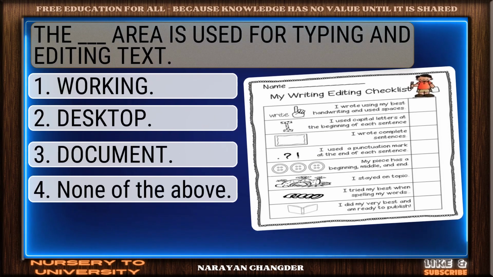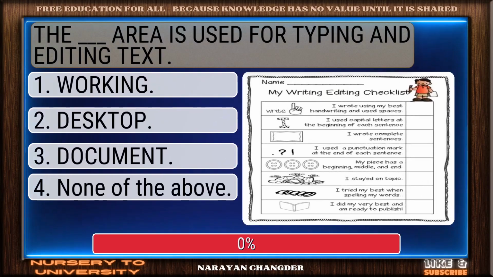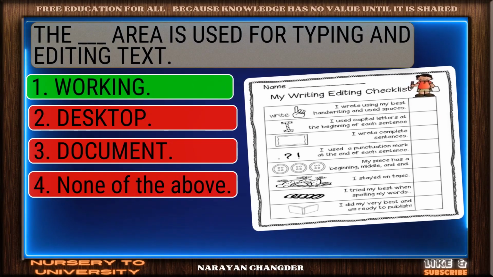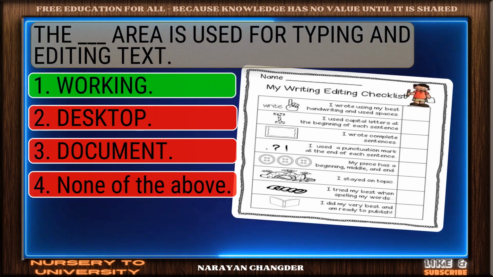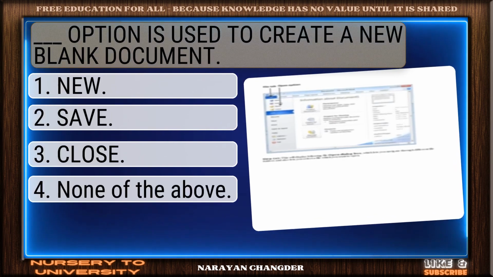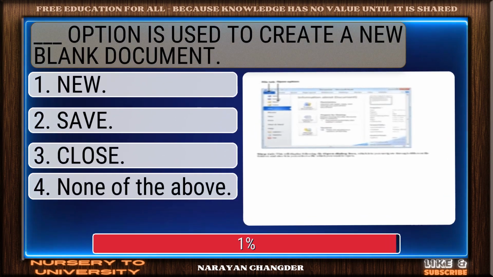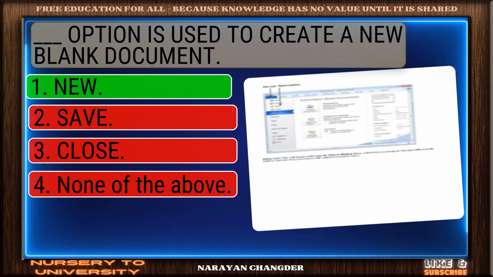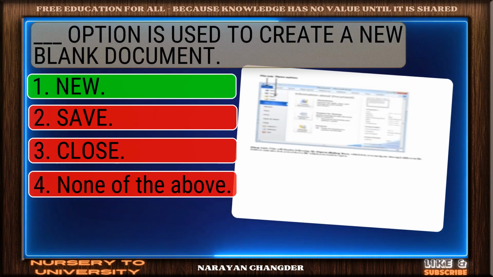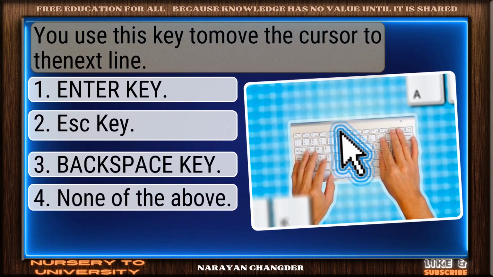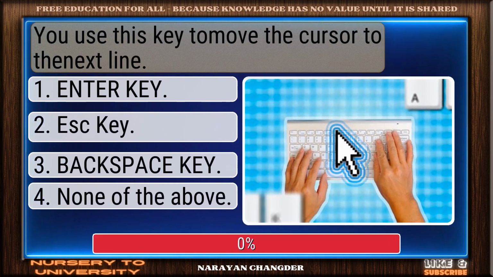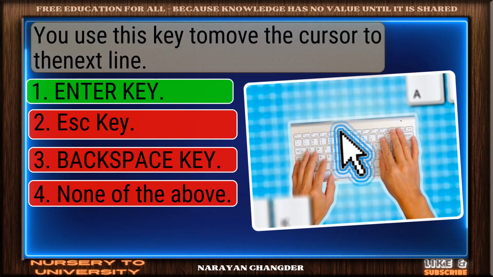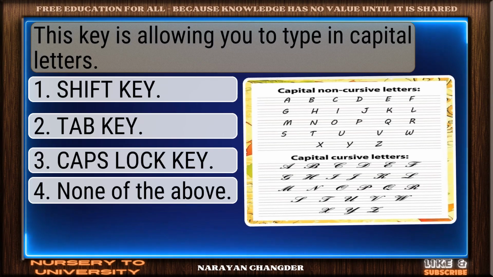The dash area is used for typing and editing text. Smart pick. Working is the correct choice. Dash option is used to create a new blank document. On track. New is the correct answer. You use this key to move the cursor to the next line. Strong choice. Enter key is the right answer.